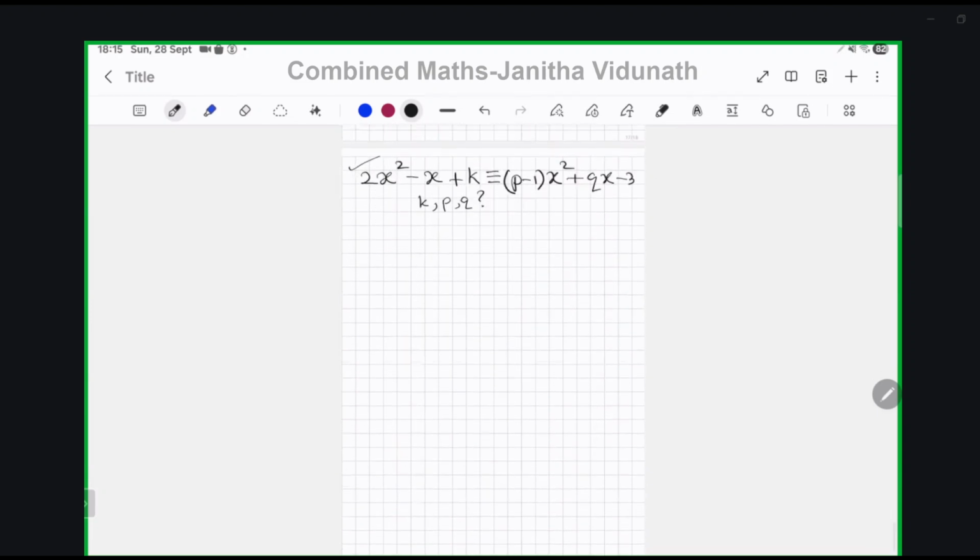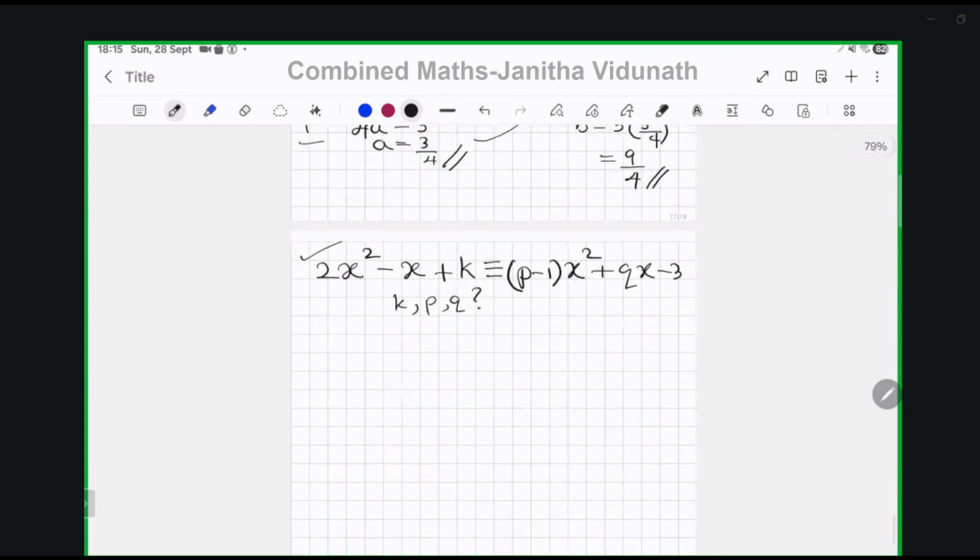I will solve this question. Here on both sides the final coefficients are already given, so we don't need to simplify further. For x square we have 2 on the left hand side and p minus 1 on the right hand side. That means p equals 2 plus 1. That means p equals 3. For x square we can get the value of p.